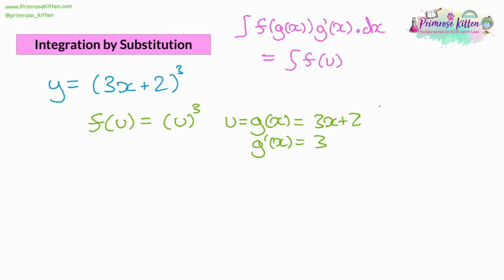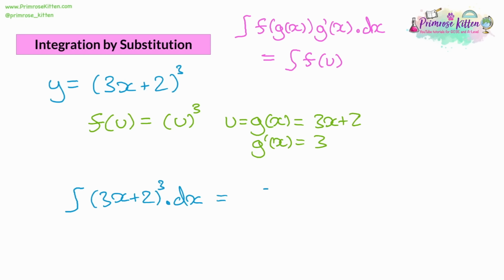Now, what this formula means is you can only use a shortcut and change that complicated bit on the left to the simpler bit, f of u, on the right, if you've got g dash x in here. And we don't. We don't have a 3 on the outside of this bracket. So we need to put it in. If we go back to our original statement, we want to integrate (3x plus 2) cubed. And we can only use integration by substitution if we are multiplying this by g dash x, which is 3. So we're going to put it in.